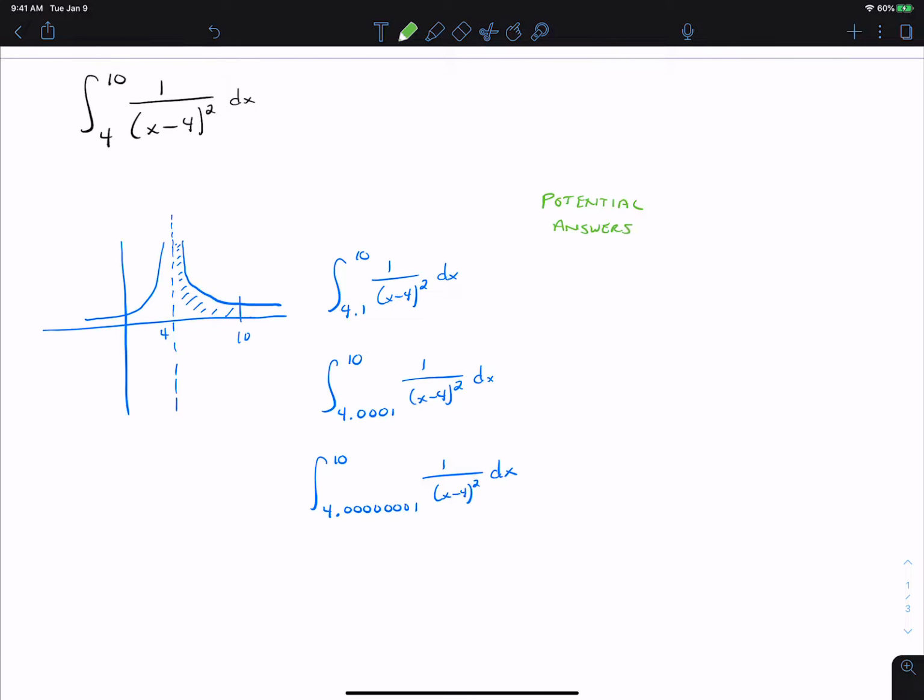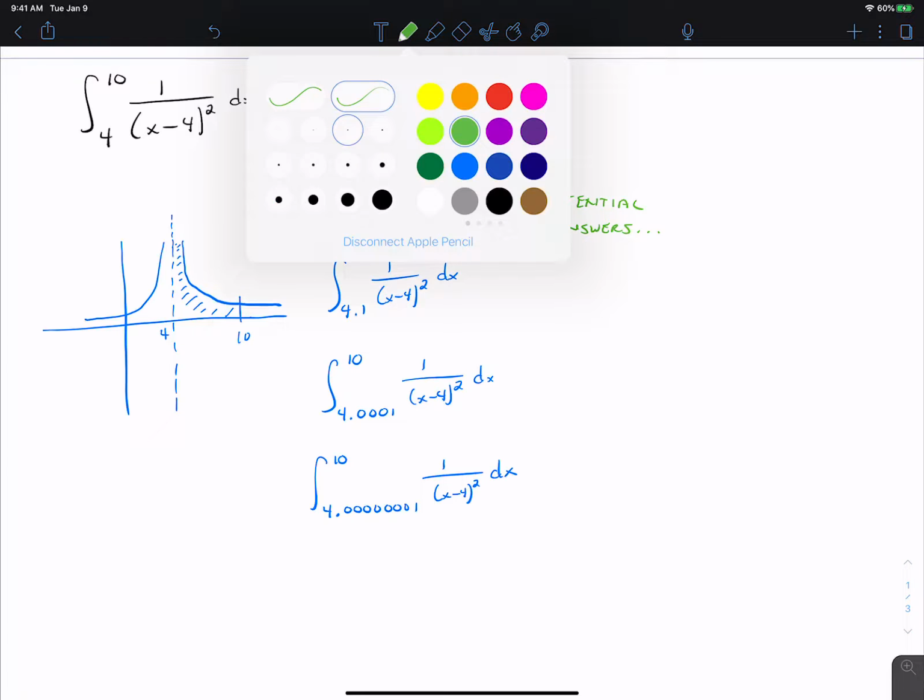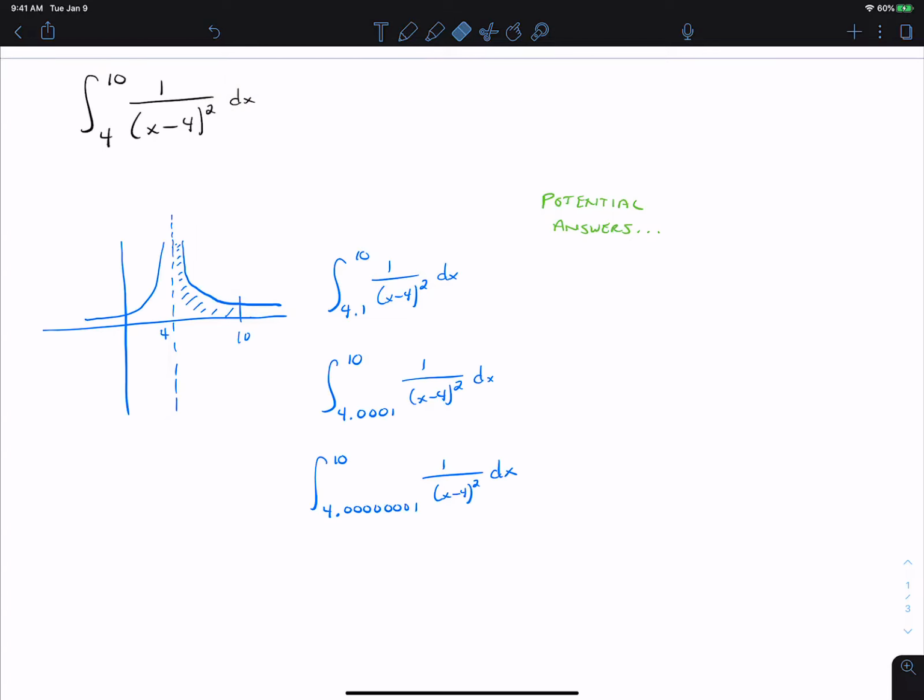There are two possibilities for what could happen here. One thing that could happen is that maybe this answer is 24.874926. Again, I'm making this number up. And then when we go from 4.1 back to 4.0001, that is a really tall strip that we're adding there. It's very, very tall, but it's also very, very thin. So it's possible that it doesn't add much area.